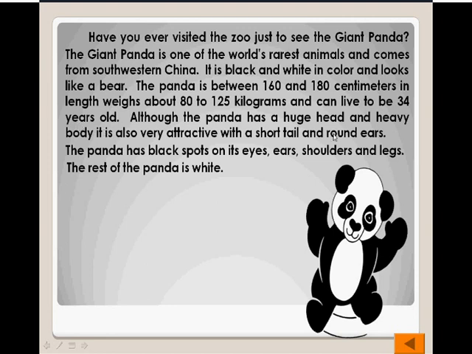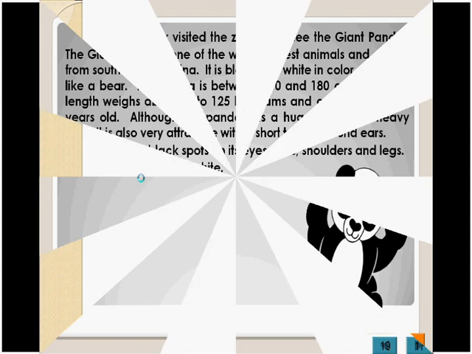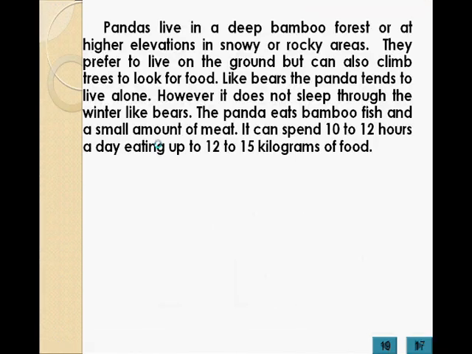And then they talked about its shape. Okay, it is attractive, with a short tail, huge head, heavy body, and round ears. And then they told us about the spots, the black spots on its eyes, ears, shoulders, and legs. And of course the rest of the panda is all white. So the whole first paragraph is describing the animal. Okay, let's have a look at the rest of the passage.